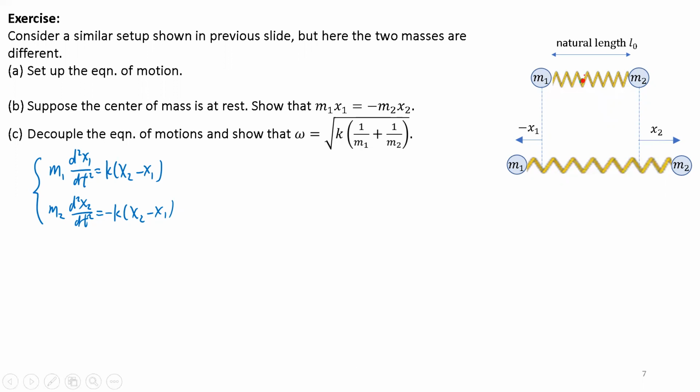And I will just choose this point as the origin of the coordinate system. Let me call this length L1 and this length L2. Then the center of mass is at this point, and by using the formula for the center of mass, this is given by the following.